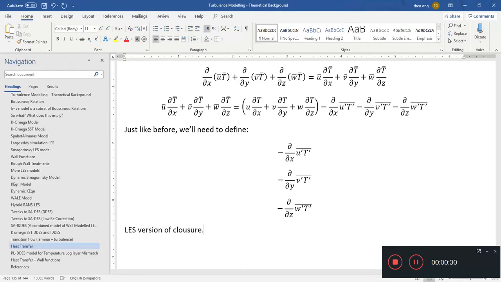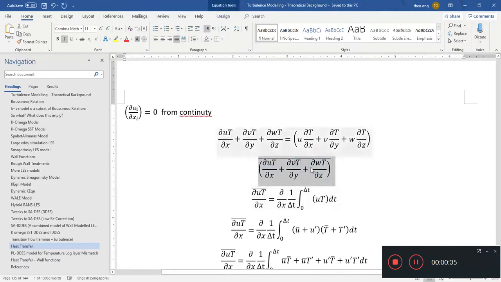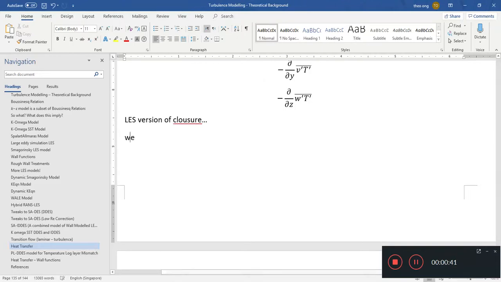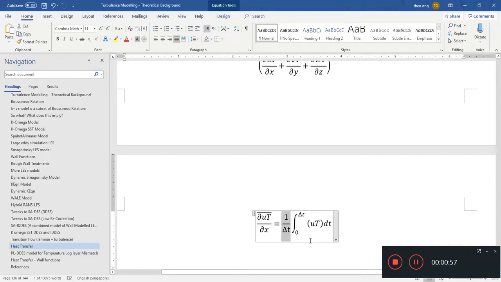Okay, so instead of time averaging, we do filtering. So this is slightly different. We still have our terms here, but instead we do filtering for LES instead of time averaging. This is slightly different because this is usually a spatial kind of thing. And instead of this, we will have a filter function.